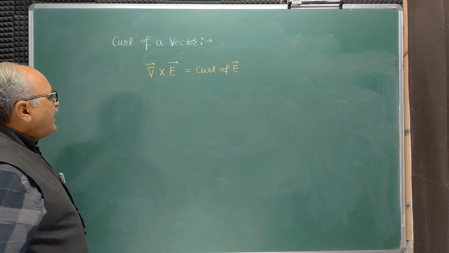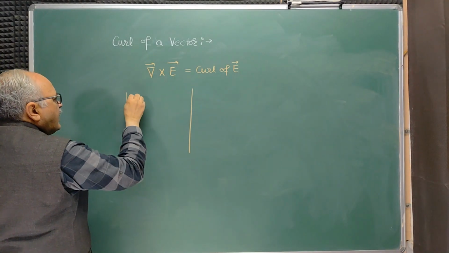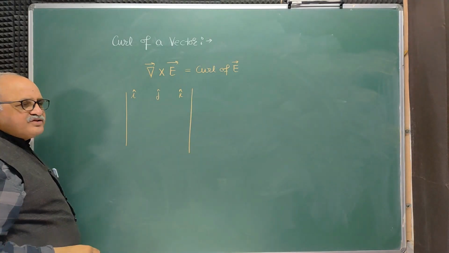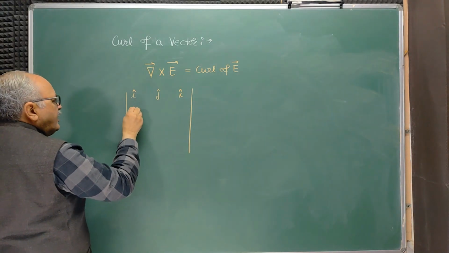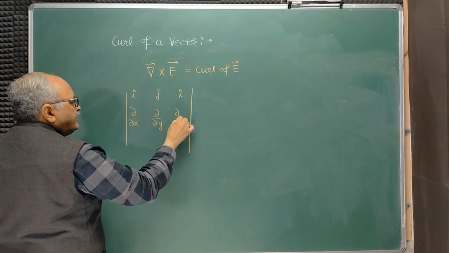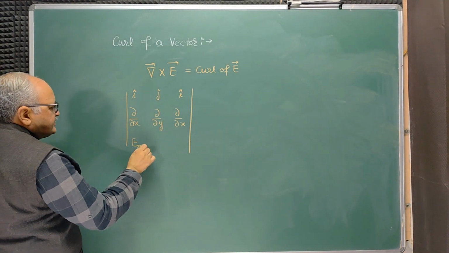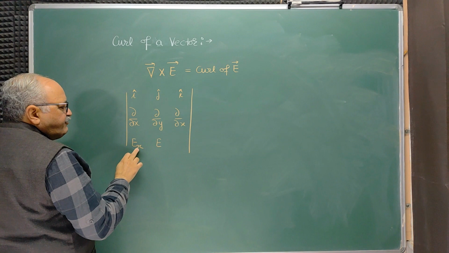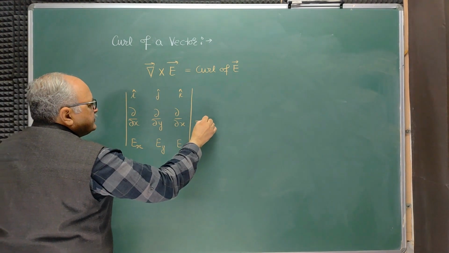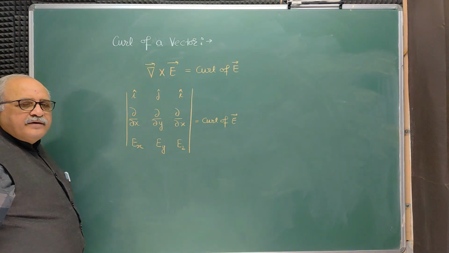To obtain it analytically, we can write this as a determinant with i, j, k, that is the unit vectors along the x, y, z axes. Then from the nabla, d over dx, d over dy, then d over dz. Since it is crossed with E: Ex, that is the x component of the gravitational field E, then y and z. So this is how the curl of E can be obtained analytically.